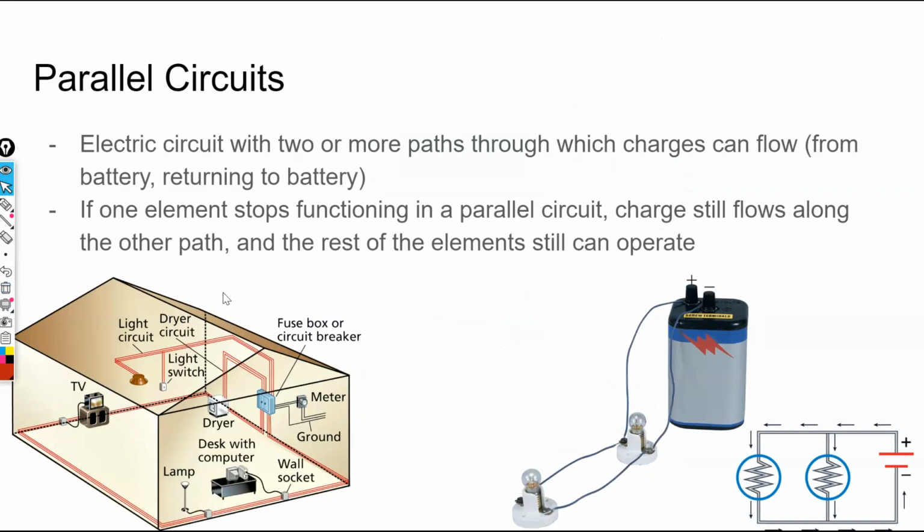Now let's talk about parallel last. This will be the last thing. So what the parallel circuit is now, an electric circuit with two or more paths through which charges can flow from the battery, returning to the battery. So it's like saying, look at this battery light diagram over here. You have the wire starting at the positive end. It goes to one light bulb, okay?